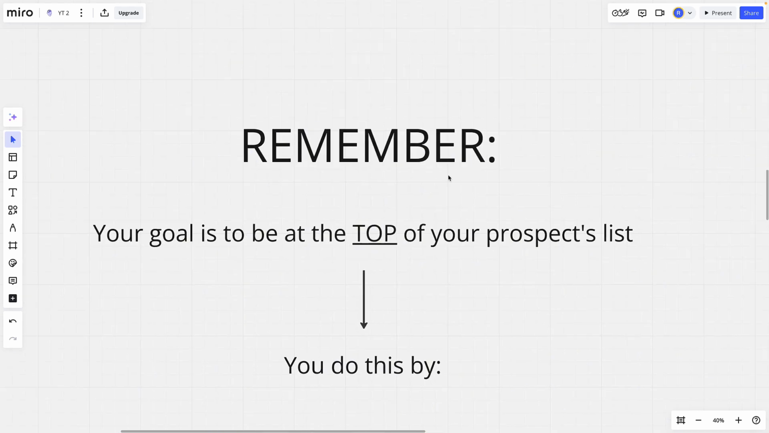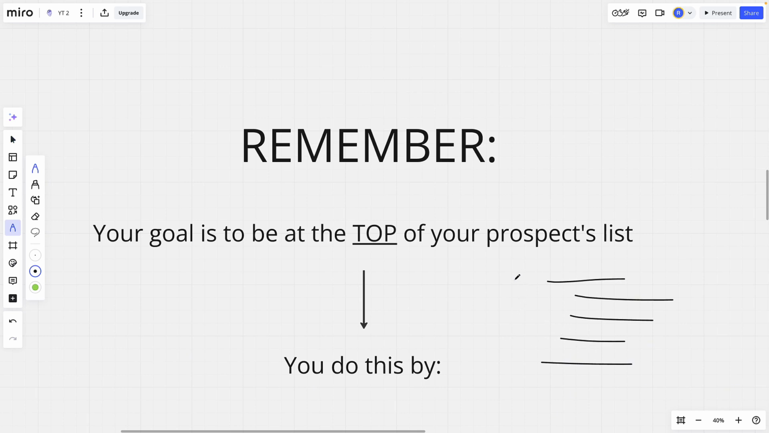Now, remember, your goal is to be at the top of your prospects list. Now, what on earth does that mean? Your prospect, when they're shopping around, if they're doing their research, they're looking at all these different brands and they're comparing them all, right? So, you have all these different brands, A, B, C, D, and what you need to be doing is trying to get into that number one spot. So you need to be differentiating yourself against all of these other people in order to push you to the number one thing that they want to buy from.